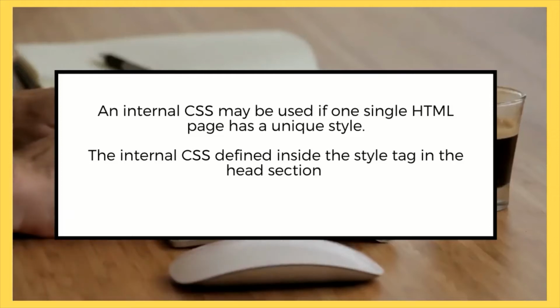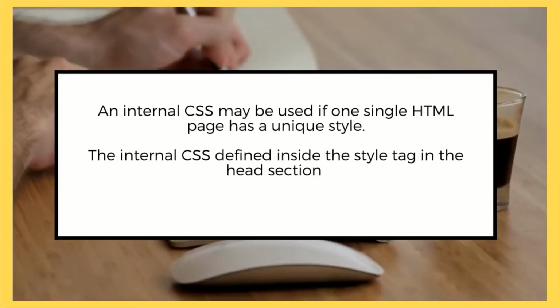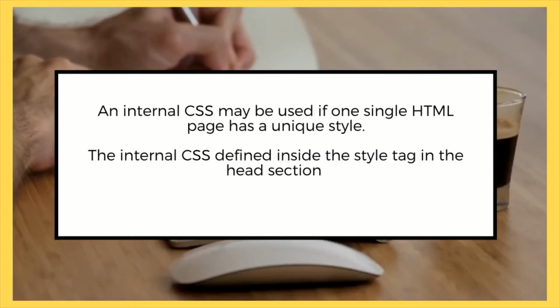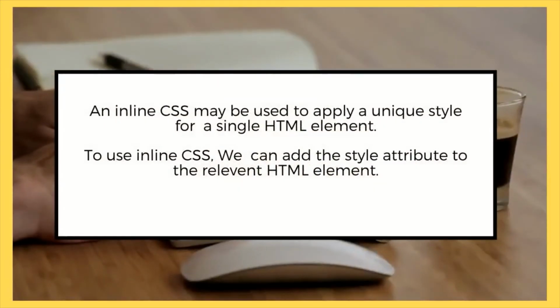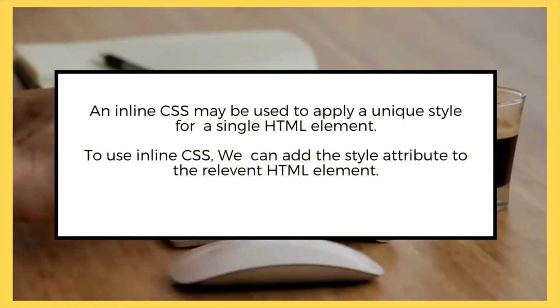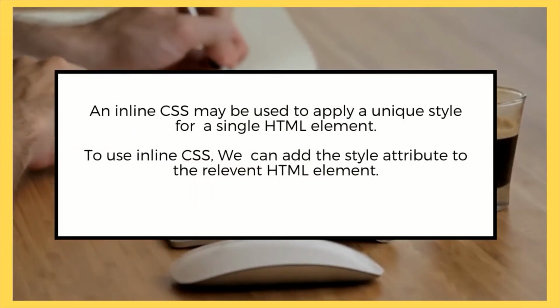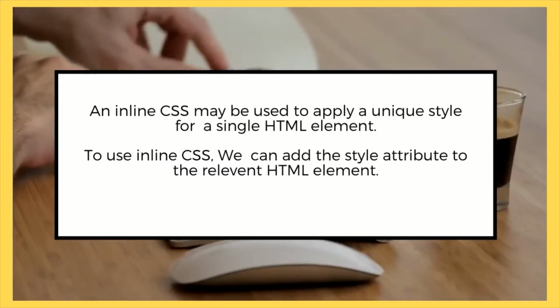An internal CSS may be used if one single HTML page has a unique style. The internal CSS is defined inside the style tag in the head section. An inline CSS may be used to apply a unique style for a single HTML element. To use inline CSS, we can add the style attribute to the relevant HTML element.